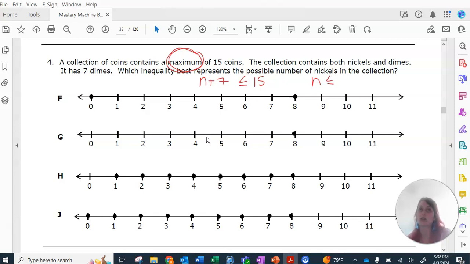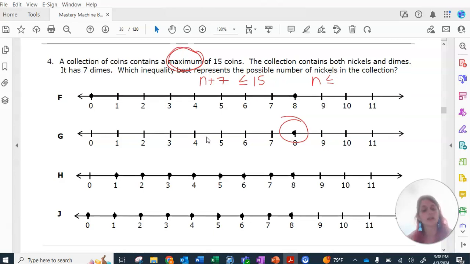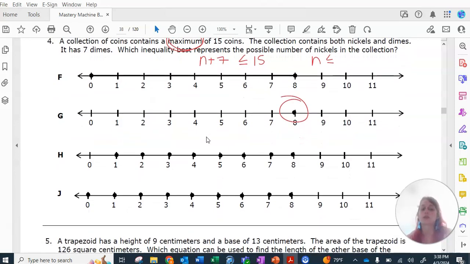I can already tell you it's not going to be G because G is just a closed circle. That means it equals 8. We did not say equals 15. We said a maximum of 15. So G is the solution to an equation. We are looking for the solution set to an inequality. And you can tell this one is a real-life problem because it stops at 0. None of the arrows continue. This is a closed circle at 0 because technically you can't have a negative number of coins.